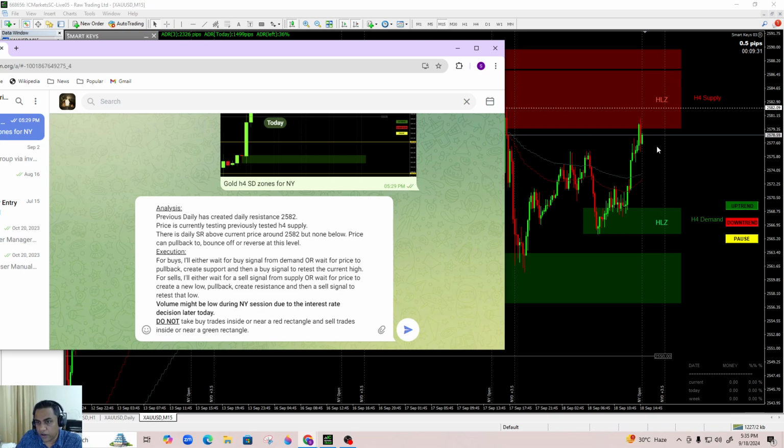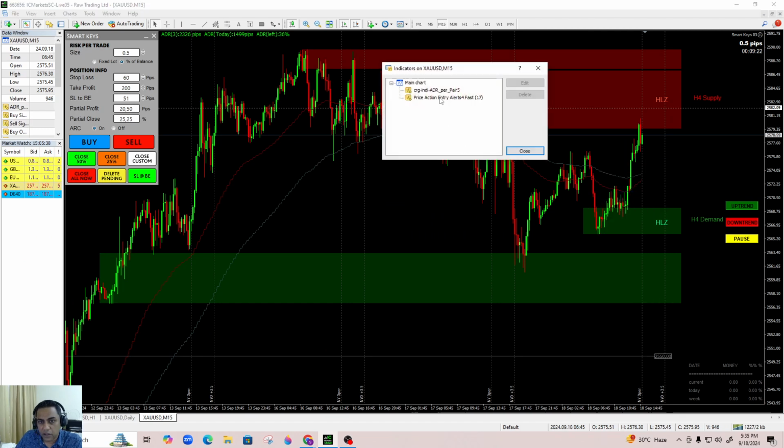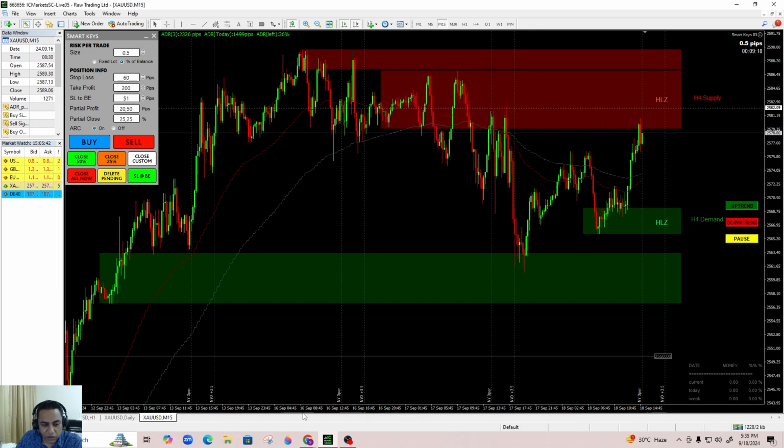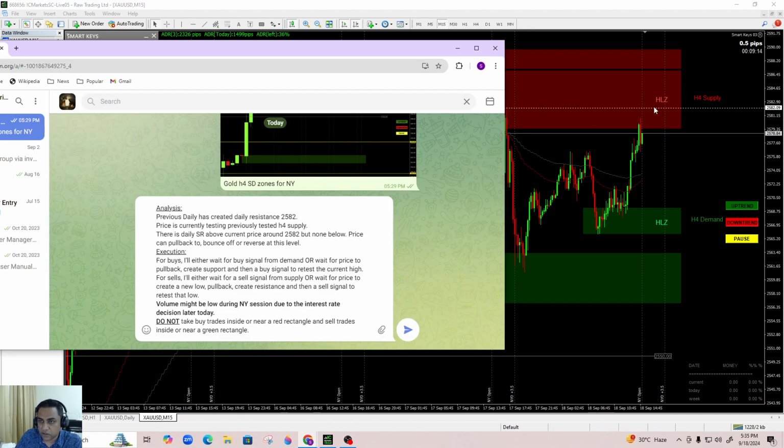But you can also trade if you do have this price action entry alert indicator, which is this one here. If you do have this indicator right here, this price action entry alerts indicator, you can take the signals. So sell signals from this area and then buy signals from these green boxes here, right?